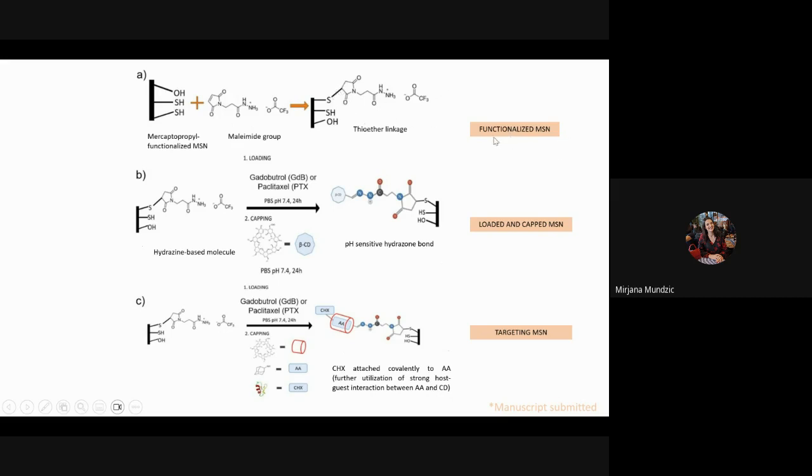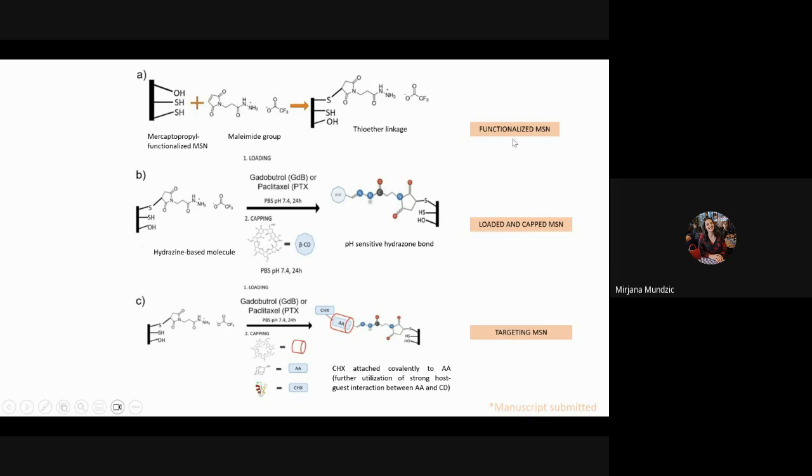This is the system that we will from now on call functionalized MSN. This functionalized MSN gets loaded with gadobutrol, which is a contrast agent, or with the anti-cancer drug paclitaxel. And because there is a hydrazine-based molecule, I mean here is the residue, there is a pH-sensitive hydrazone bond in this loaded and capped MSN, as we will refer to it from now on.